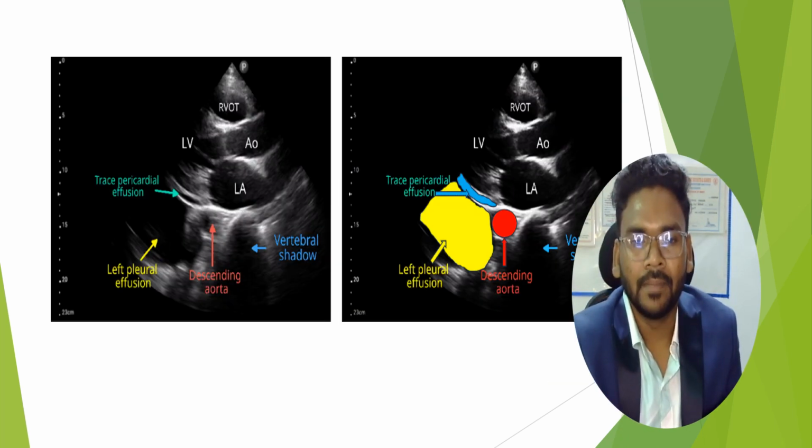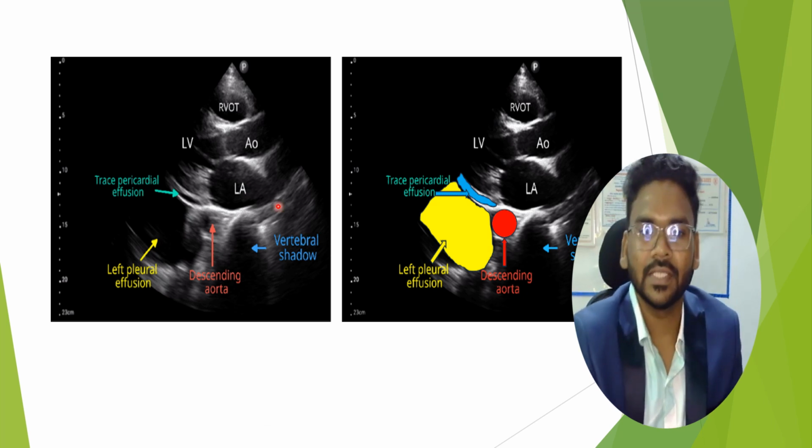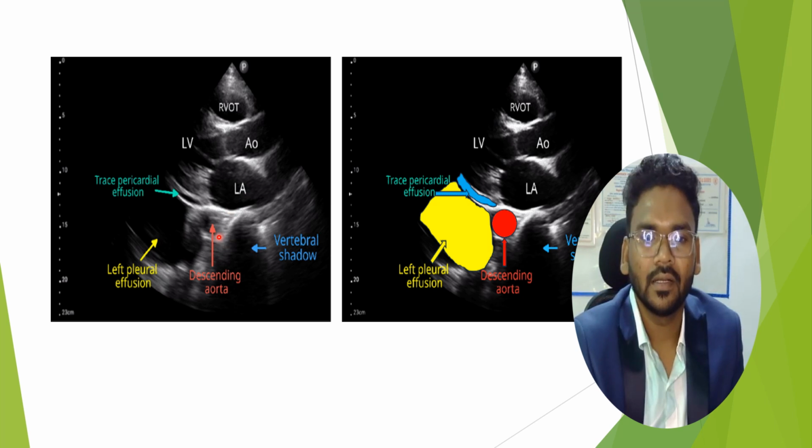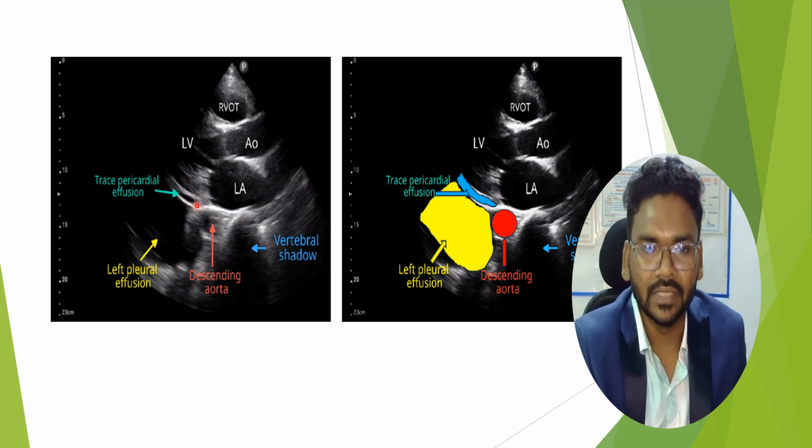This is the parasternal long axis view. In this view, you can see the left atrium, left ventricle, aorta, and right ventricle. And this is the descending thoracic aorta. Sometimes we get confused between pleural effusion and pericardial effusion, so this view is best to differentiate between them. You can see some unechoic structure above the descending thoracic aorta as well as below it. Above the descending thoracic aorta, that is pericardial effusion, and below the descending thoracic aorta, that is pleural effusion.